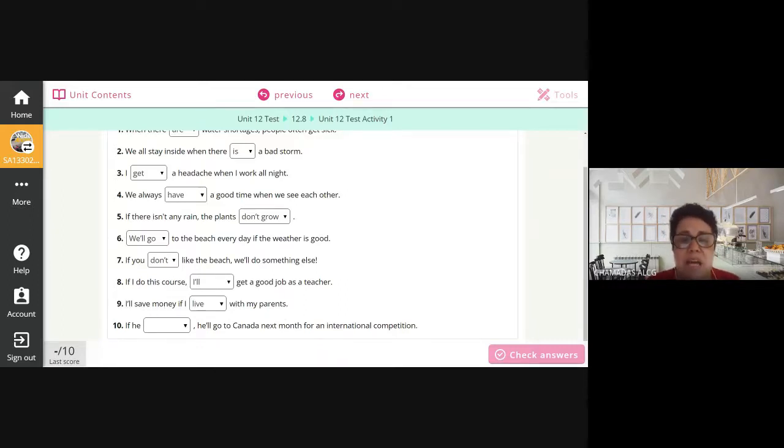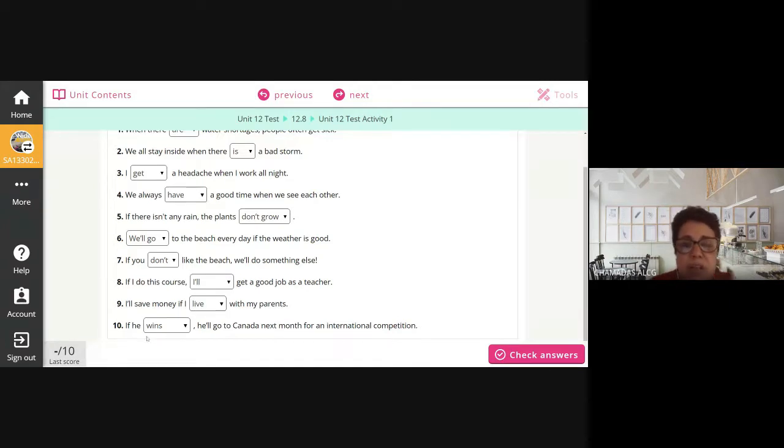Okay, if I want, I can, but I have to keep the simple present in the if clause. Okay. Number 10. Now it's easy. If he wins, he will go to Canada next month for an international competition. Yes. Oh, it's easy. If he wins, he will go to Canada.